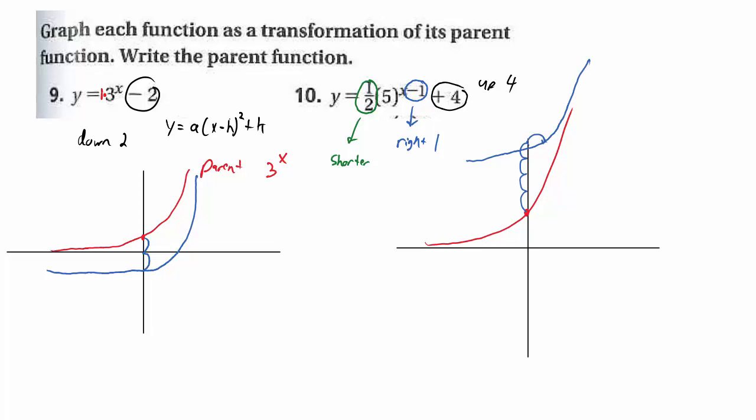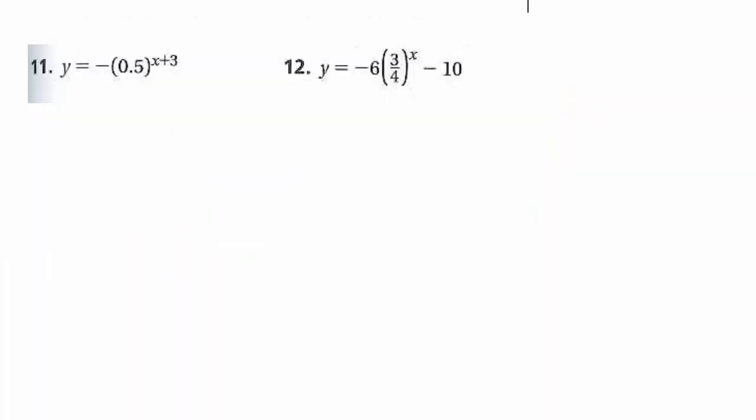You could graph these on a calculator to get a better idea. But what's most important, I'm not going to ask you to do the graphs like the previous ones, like you saw in 4, 5, and 6. For these, I want you to be able to state, hey, this is right by 1, this is up by 4, this is a vertical compression, or you could just say it's shorter, this is shifted down by 2. That's what you need to be able to identify: what these numbers here, how do they move the graph.